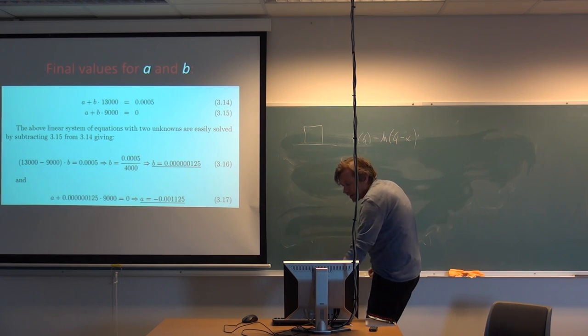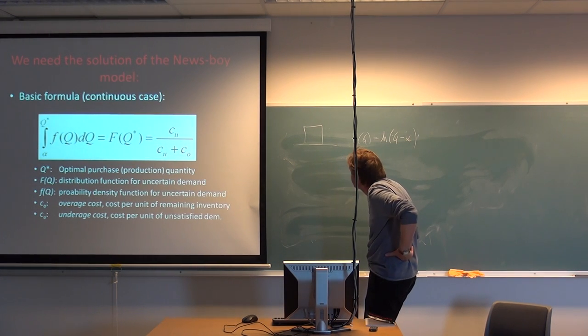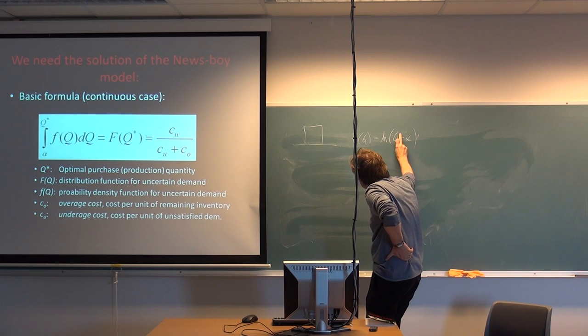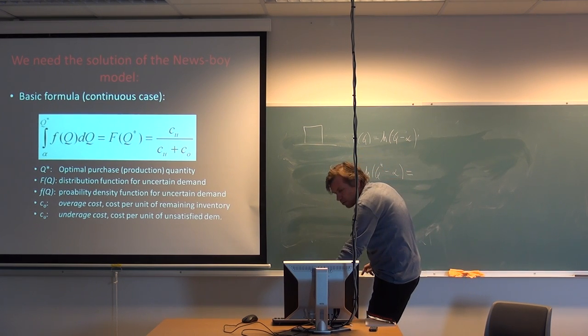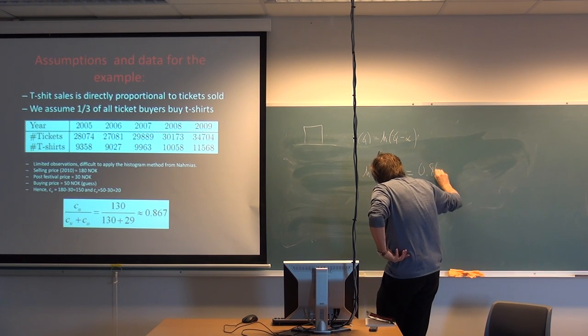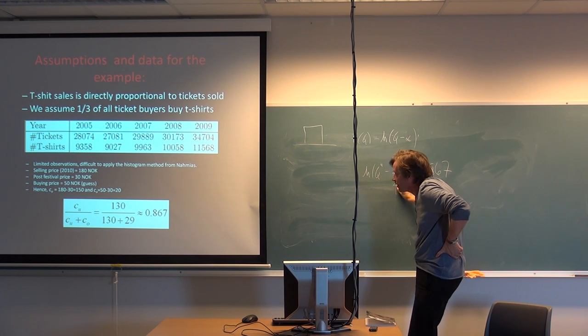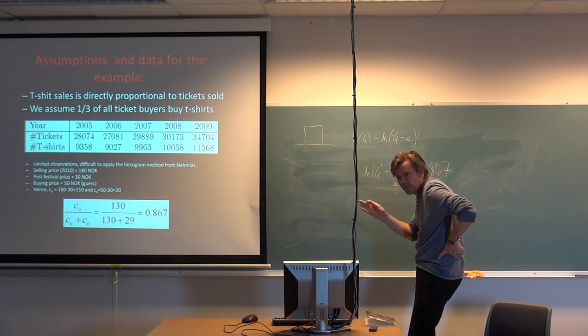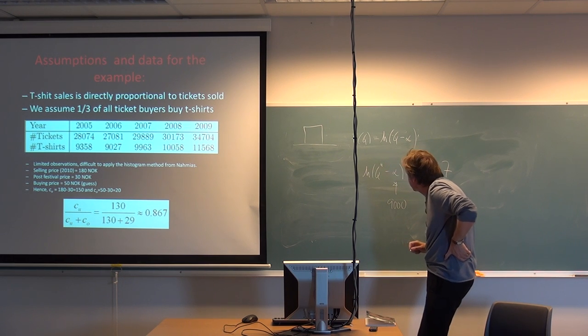Now we can enter this into this formula. We just put a star on this one and equate that to the fraction, which was 0.867, wasn't it? And of course, now we have to enter this alpha, which was the lower limit of the distribution, 9,000. So this one is 9,000. Then it's straightforward to solve this.